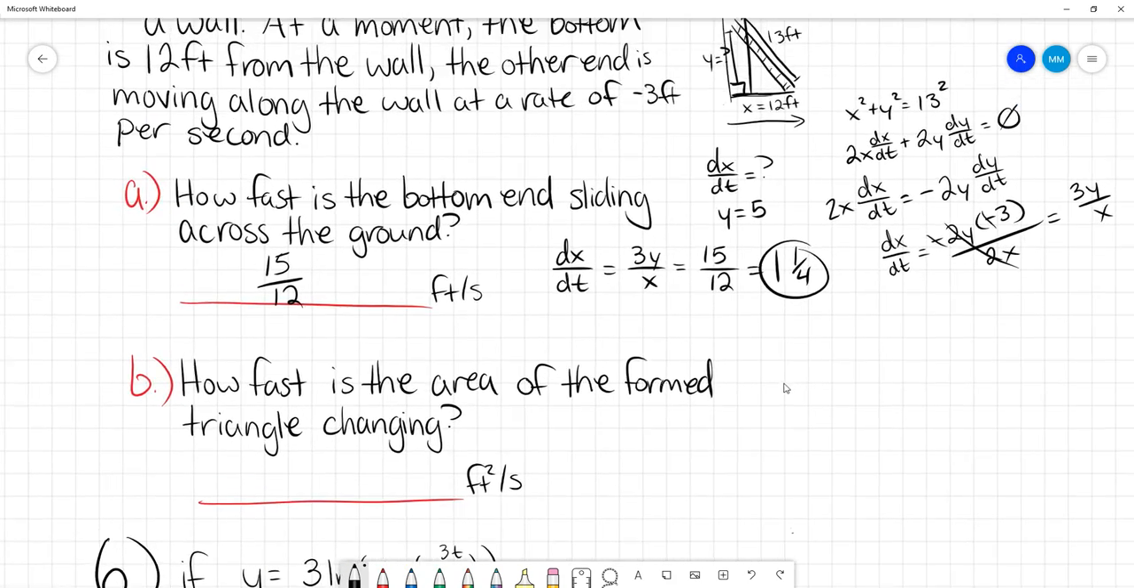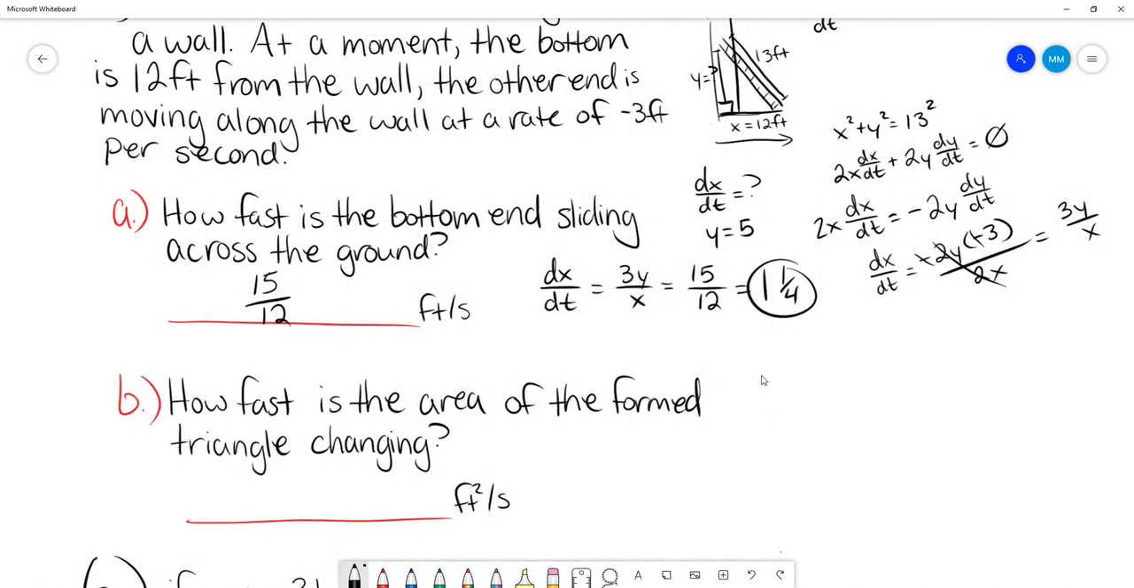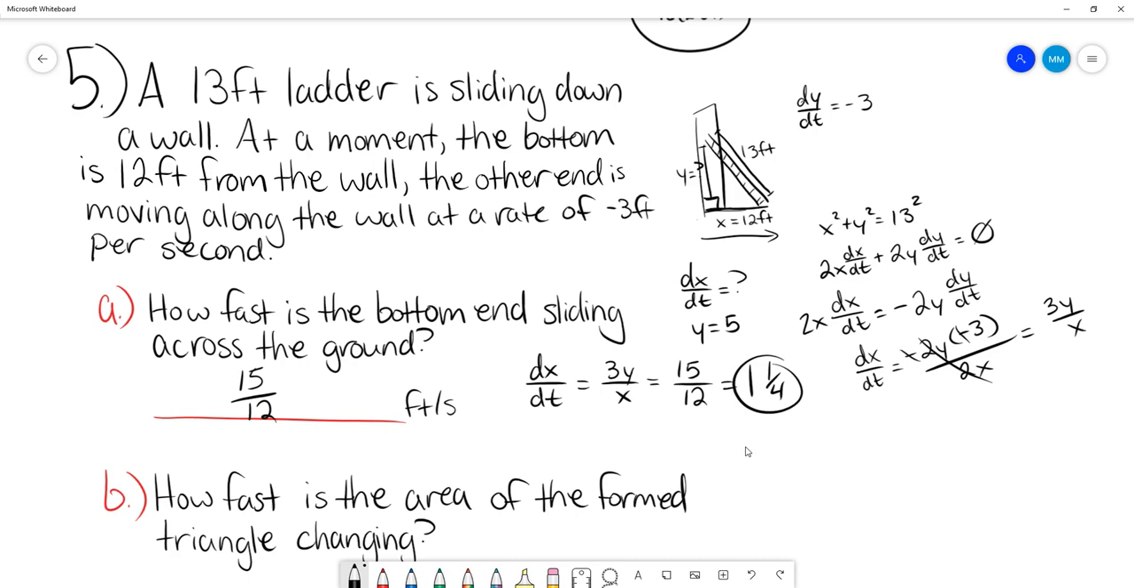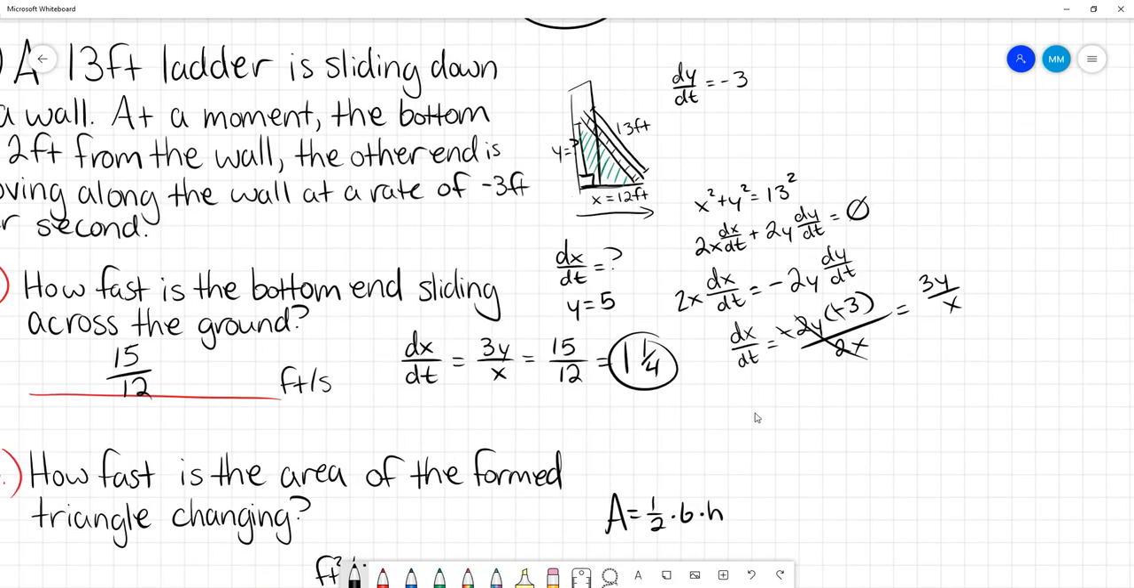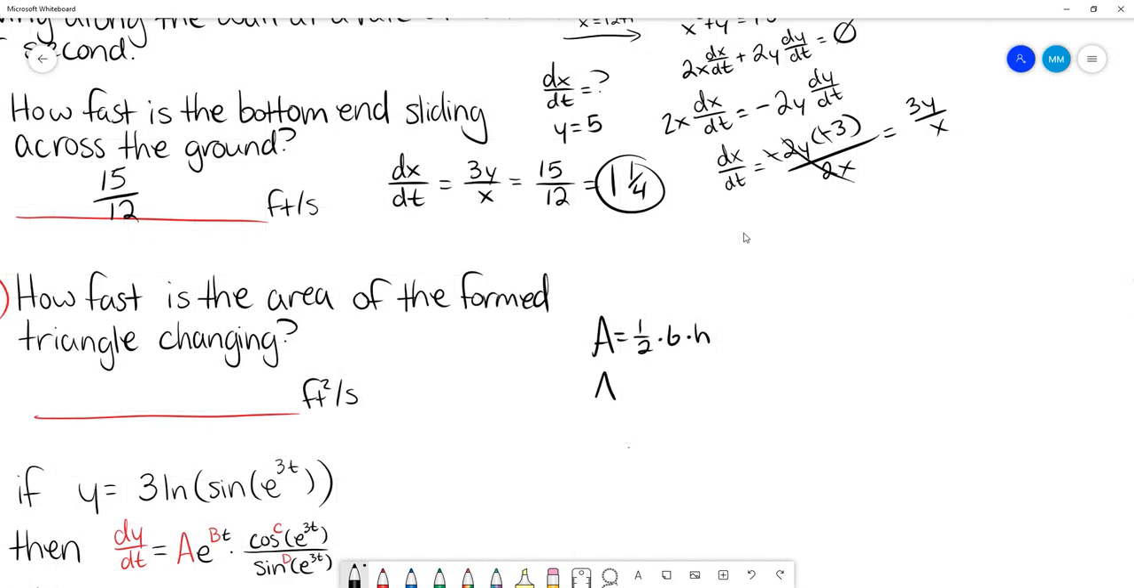Next up, it asks, how fast is the area of the formed triangle changing? Well, that's asking us about this area right in here. And we know that the area of a triangle is 1/2 times the base times the height. In this case, our base is our x and our height is our y, right? That makes sense. So I'm going to rewrite this in terms of x and y. I'm going to write area is 1/2 x times y.